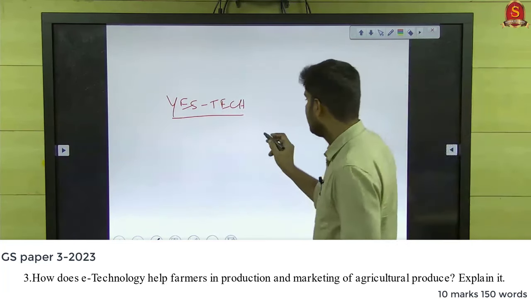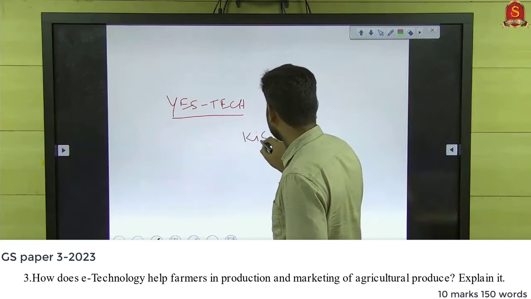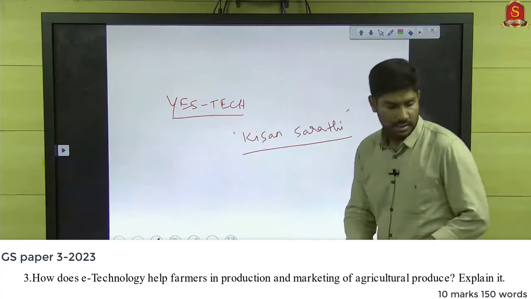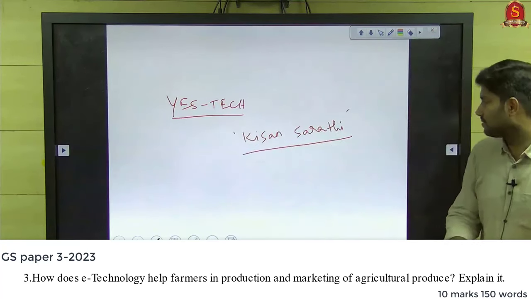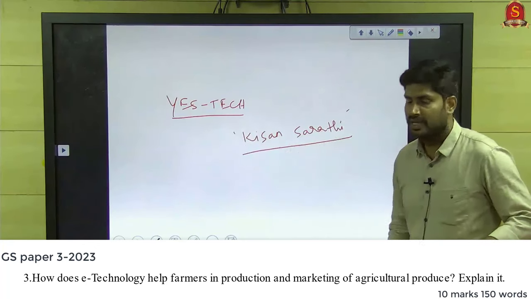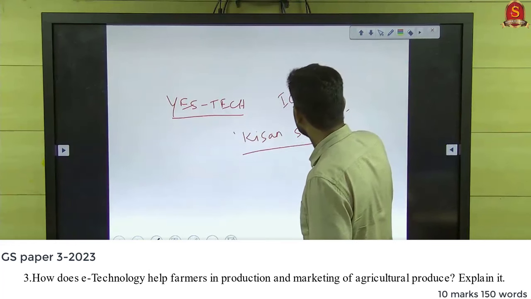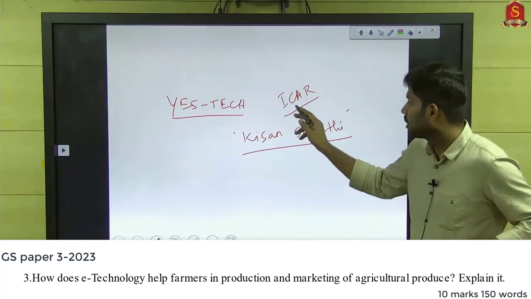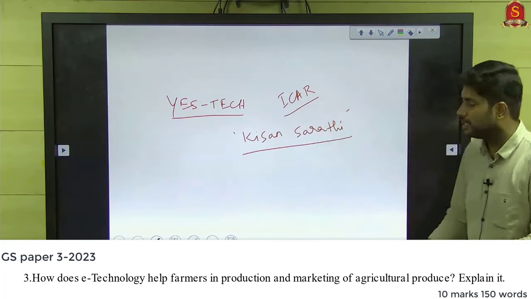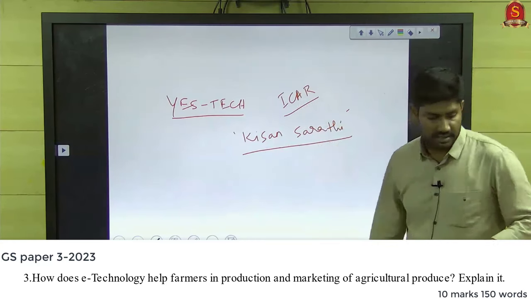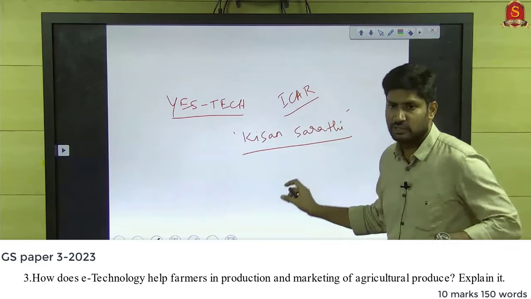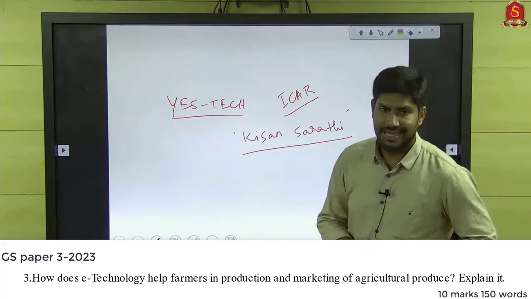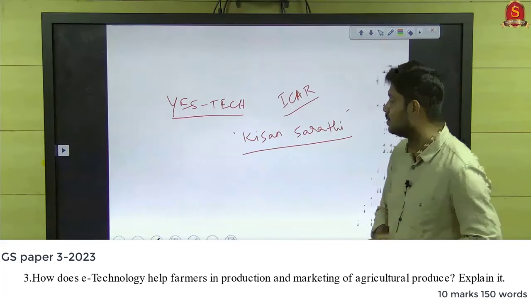Then one more ICT tool available, Kisan Sarathi. Again, this is a digital multimedia platform developed by ICAR, the apex institute for agriculture research in India, the Indian Council of Agricultural Research. So they developed a project called Kisan Sarathi, under which they provide advisory service to the farmers. So these are the various ICT tools, e-technology available to the farmers.